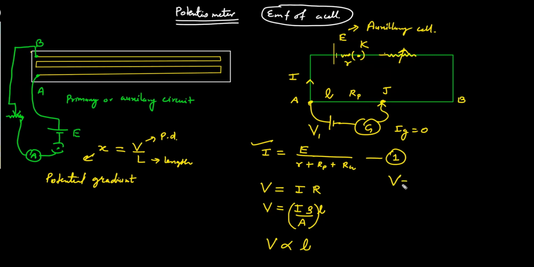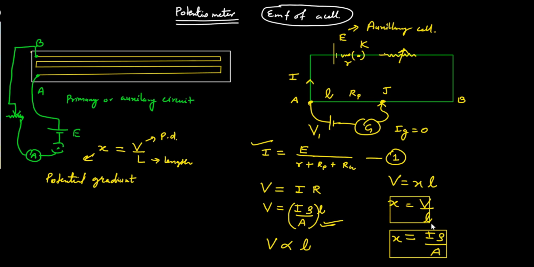So if we remove the proportional sign, a constant is there, X. This X is known as potential gradient, V by L. And if we compare this X with this equation, we will have it equal to I rho upon A. This is potential gradient, right? This is also known as the formula of potential gradient, and this is the principle of the potentiometer itself. Clear? Yes, sir. Okay, write it down.